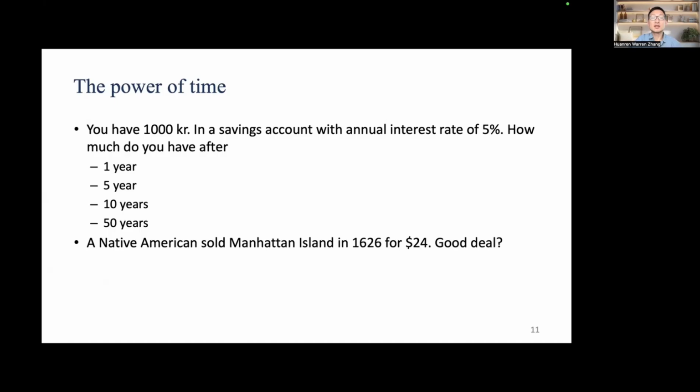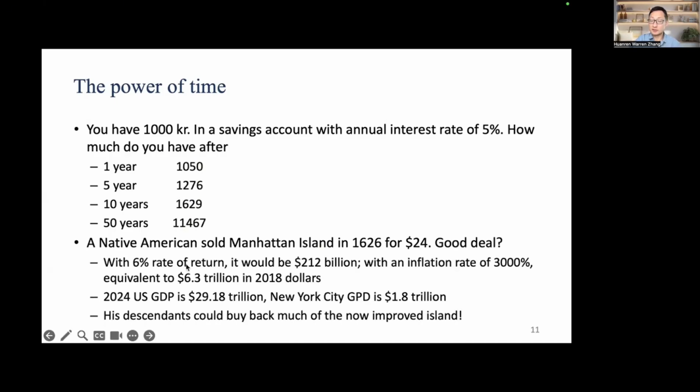But if you consider the power of time, right? Just assume there's a 6% rate of return, this $24 would become 212 billion US dollars. And even though we have a really high inflation, with the inflation rate of 3,000%, this is still equivalent to 6.3 trillion in 2018 dollars, right? Now think that in 2024, the US GDP is 29.18 trillion, and New York City's GDP is $1.8 trillion.